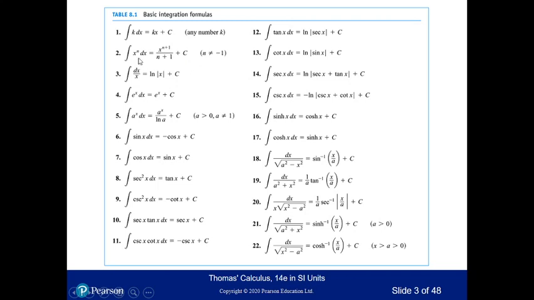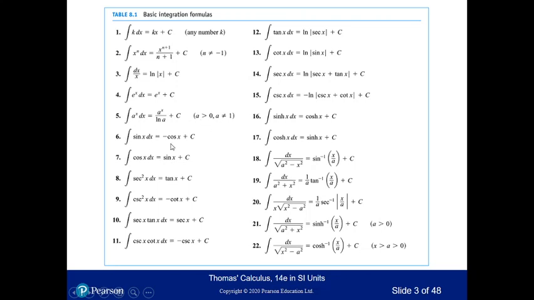Whenever n is negative 1, this is 1 over x, and the integral of dx over x is equal to ln absolute value x plus c. The integral of the exponential function e to the x is e to the x plus c. The integral of a to the x dx is equal to a to the x over natural log of a plus c. Here we assume a is positive and a is not 1.